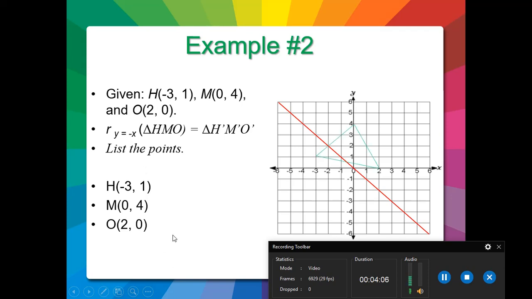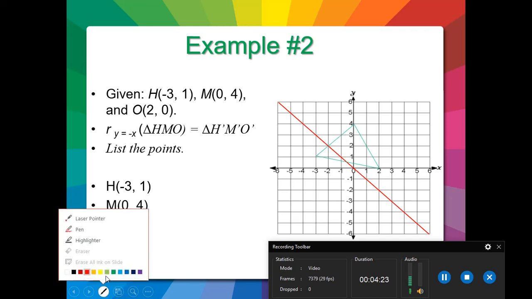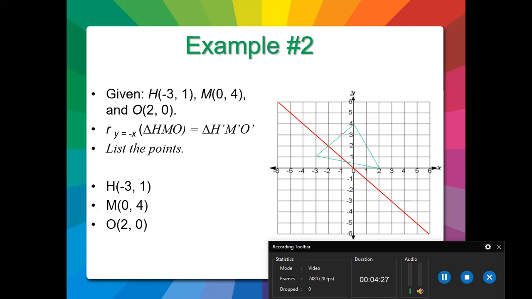Now I'm going to go ahead and plot my triangle HMO. And because I don't have a specific rule, the best thing I can do is count. So if I start here at -3, 1, I have to diagonally go 1 block to the line of reflection and then 1 away. So let me just mark this. So I'm going to be located right here.